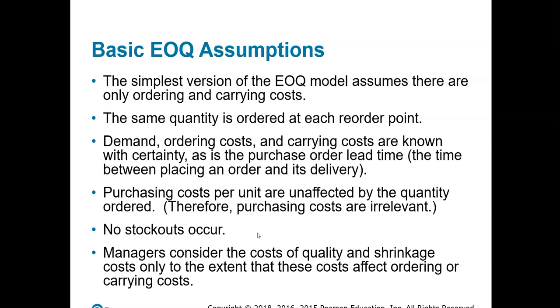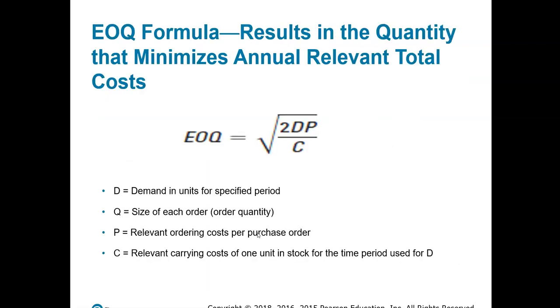And then also, managers consider the cost of quality and shrinkage costs only if they affect ordering and placing purchase orders or carrying costs. Other than that, cost of quality and shrinkage, we're not going to focus on. We're not going to consider those.